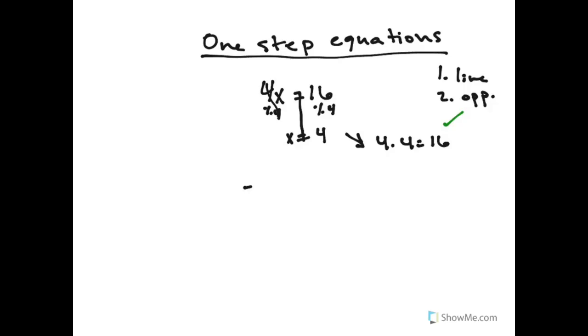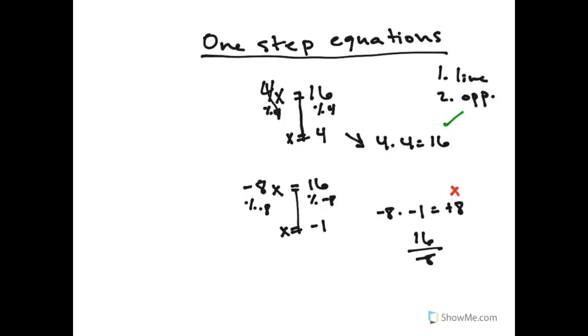Okay, let's say we had negative 8x equals 16. You're going to divide by negative 8, divide by negative 8, x equals negative 1. And then let's see, negative 8 times negative 1 equals positive 8. So once again, that means we did something wrong. So 16 divided by negative 8 is actually going to be negative 2. So we'll write our negative 2 here.